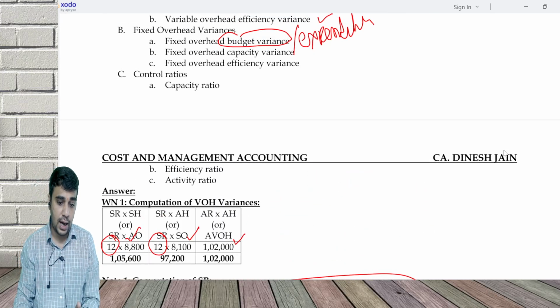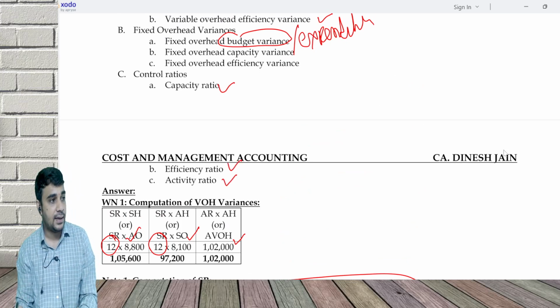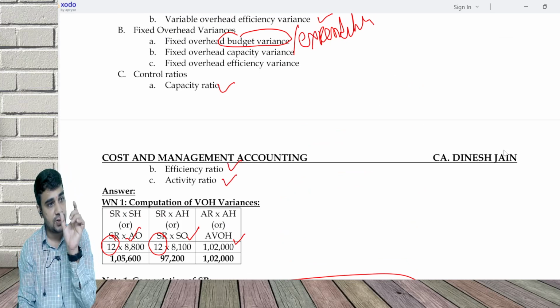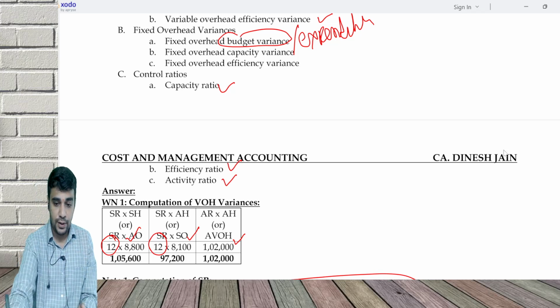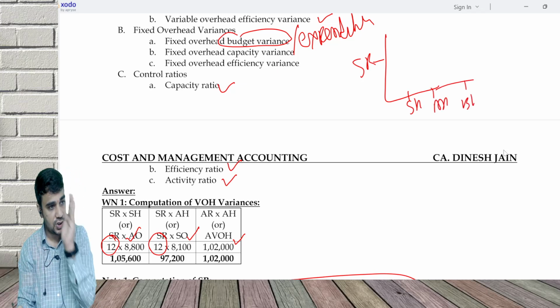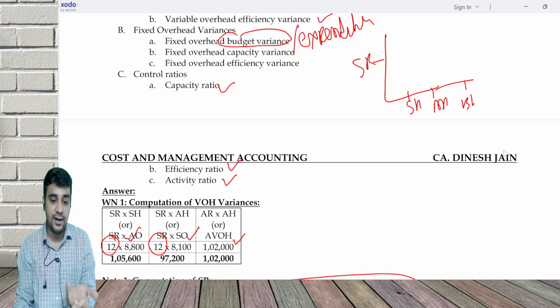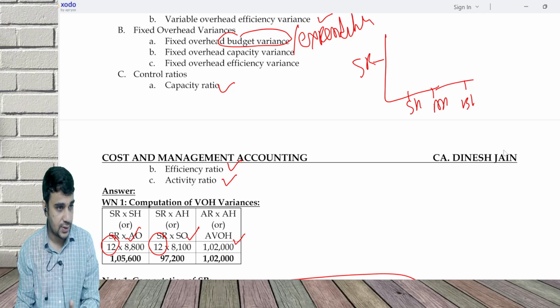Question has also asked for capacity ratio, efficiency ratio, and activity ratio. For ratios, you'll have to just write the R's component. So when you put your chart, we write SR and then we do SH, AH, BH. No SR into SH, just SH, AH, and BH. SH by AH is efficiency, AH by BH is capacity, put together is activity. We also have calendar, which is not asked in this question because data is not there.